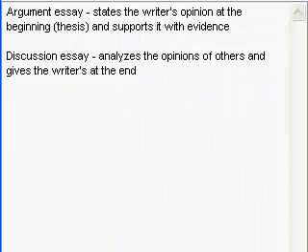Okay, so in a way, an argument essay and a discussion essay are kind of inverted versions of each other. In the argument essay, you're giving your opinion right at the beginning. You're saying, this is what I believe, and then the whole essay, you're saying why you believe this. In a discussion essay, you're looking at the opinions of other people. So basically, you're saying, I'm looking at this person's opinion, I'm looking at this person's opinion. And at the end, you say which one you feel is stronger and which one you would agree with. So in a way, you're not giving your opinion at all until the end of the essay.